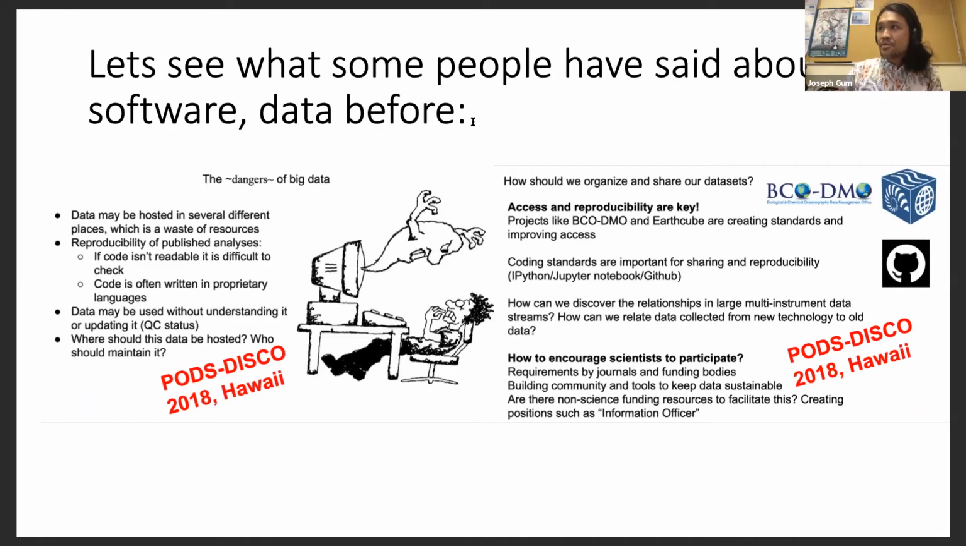So these are what some people have said about software and data before. This is from the Pods Disco conference in 2018 in Hawaii. It's a recent graduate conference. So you have to have just received your PhD or be within a year of getting your PhD. And all of these ideas came from these close to finishing grad students to very early postdocs, trying to think about what the future holds for them and what they are worried about with big data.